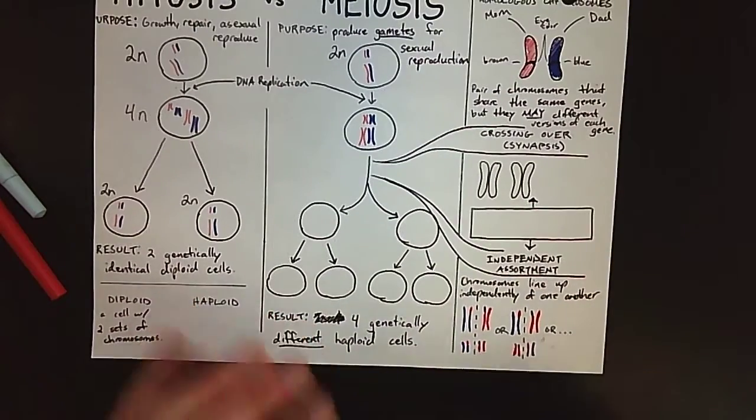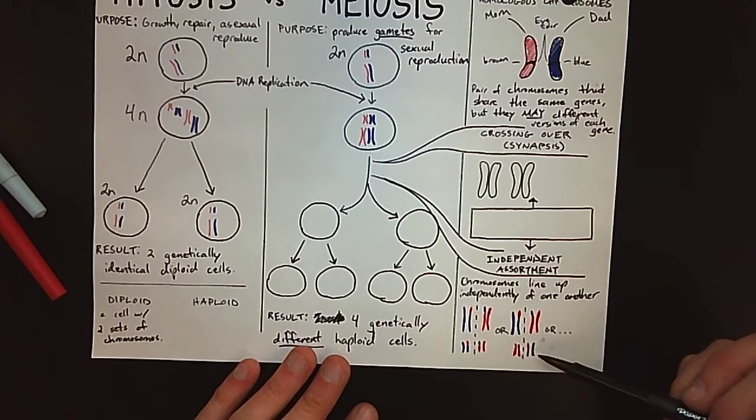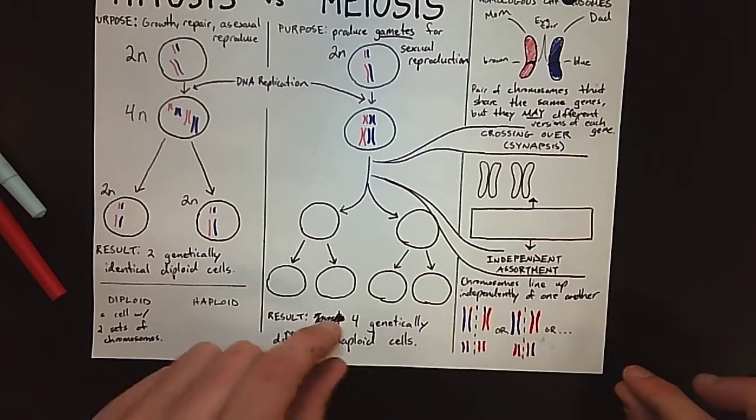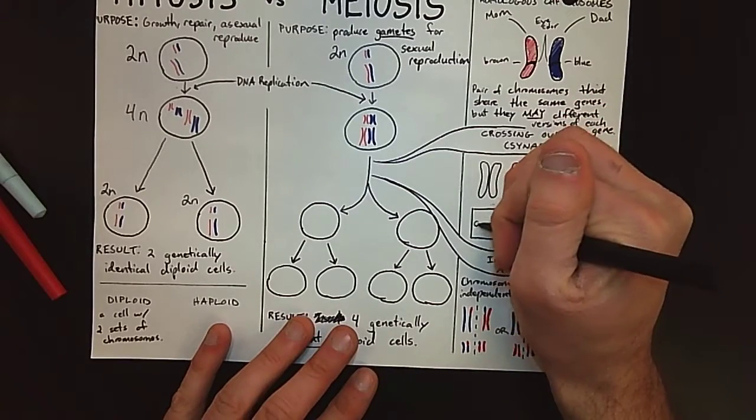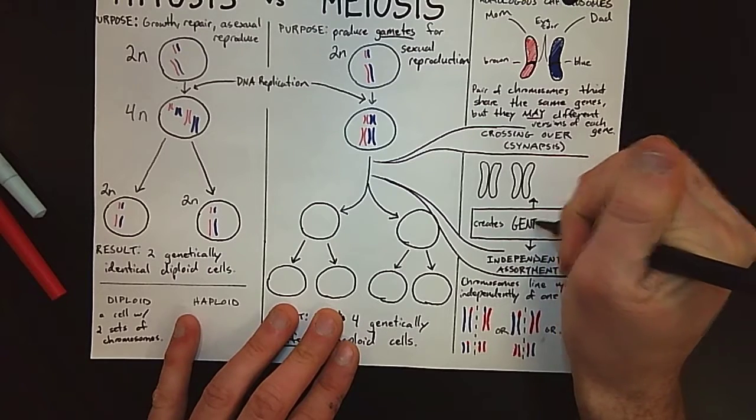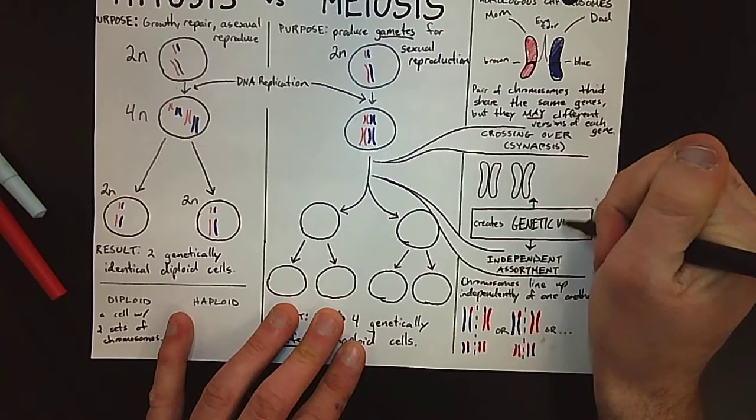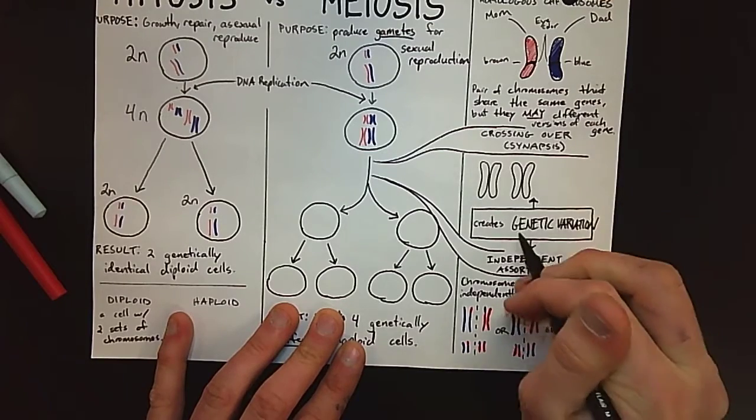And we also showed it in this example, right? I could have the blue be on both sides, or I could have the blue be here and the blue be here. So when they split in these different scenarios, you're going to get these genetically different cells. And so we're going to say independent assortment creates genetic variation. And I'm running out of room. So hopefully you guys did better.